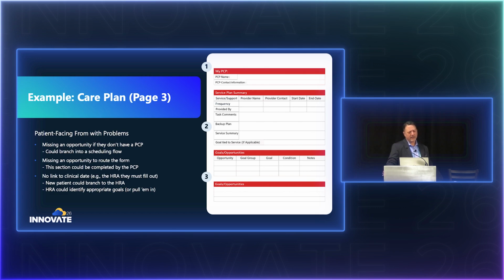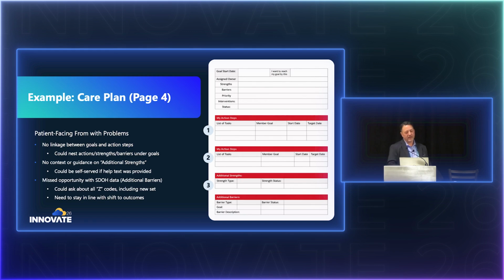And so you're missing an opportunity to connect them to one of your or their in-network primary care physicians. There's no link here to any clinical data. So for example, that HRA that they have to fill out, if they don't have an HRA on file, wouldn't it be nice to say, hey, we don't have a health risk assessment for you. Would you fill this out? It doesn't have to be today, but you could send them a link to have them fill it out. And by the way, the HRA could identify other appropriate goals or pull them in. So there's a lot of missed opportunity on this particular form to really give value back to this member or patient.